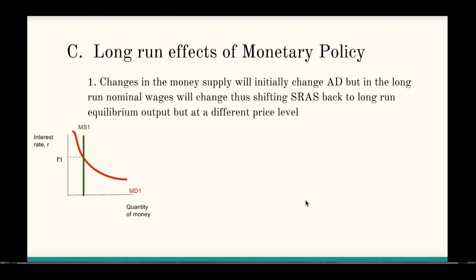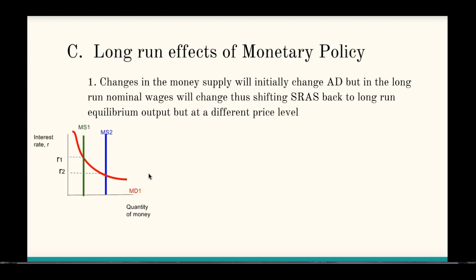If we start here, this is our money market graph. Here's our money supply, here's our money demand, and then the Fed changes the money supply. Maybe the Fed increases the money supply. What are the three things that could increase the money supply? Think about that. To increase the money supply, you would either have to decrease the reserve requirement, decrease the discount rate, or buy treasury bills. Any of those three will increase the money supply.